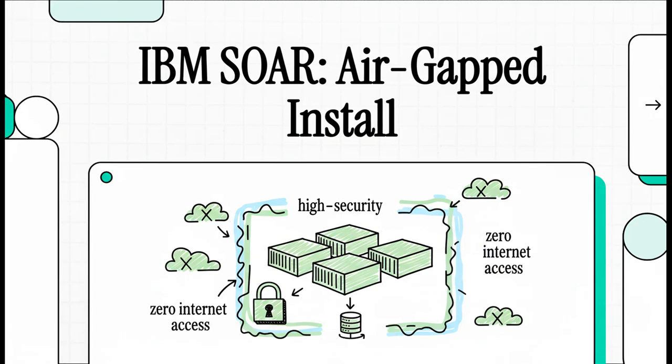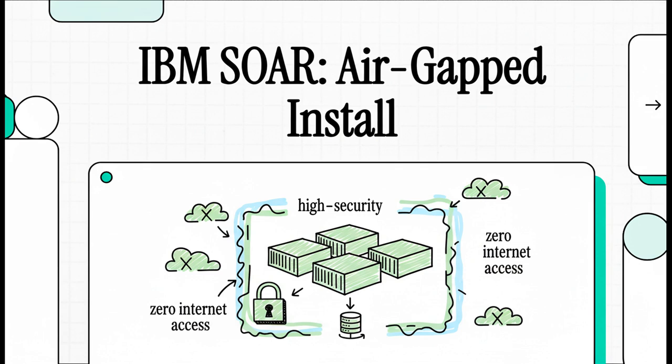All right, let's just jump right in. Today, we're tackling a mission that honestly sounds like it's straight out of a spy movie. We're going to install a really powerful security system, IBM SOAR. But here's the kicker. We're doing it in an environment that has zero, and I mean zero, internet access.